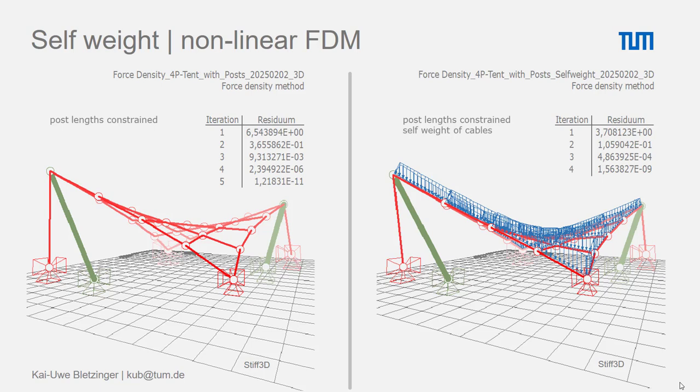And here we have a first example. We have again this cable net with two posts, and we add together here also the self-weight, in this case the combination of constraints of the length of these posts together with the self-weight contribution. Everything is nicely done. We just see in the iteration a quadratic convergence history. So just look here at the exponents.